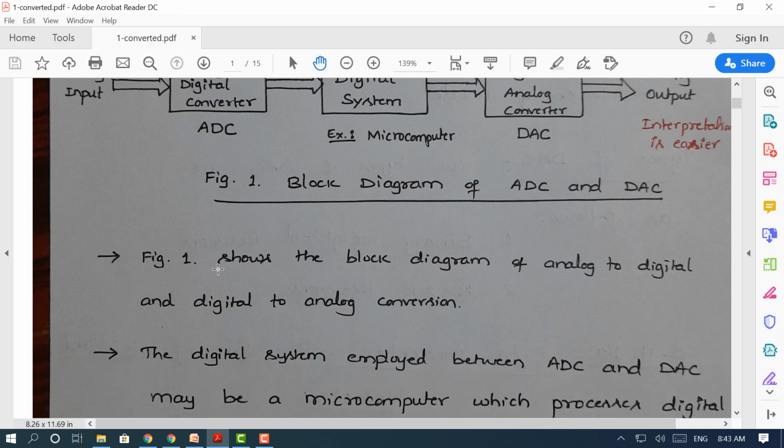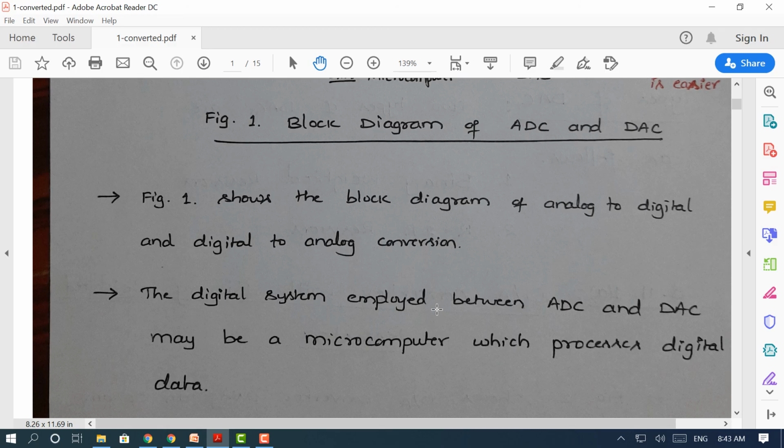Figure 1 shows the block diagram of analog to digital and digital to analog conversion. The digital system basically employs ADC, an analog to digital converter, and a digital to analog converter. And the digital system is basically a microcomputer. In today's world, we can use an ordinary computer or desktop computer or maybe a supercomputer to process the digital data. So that represents our digital system in the block diagram.